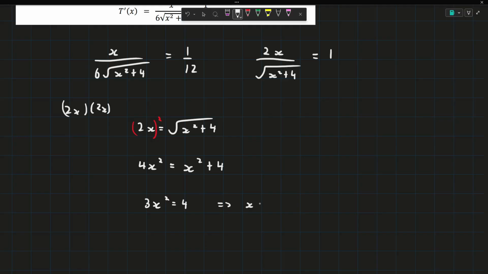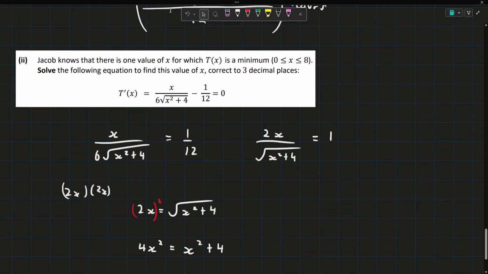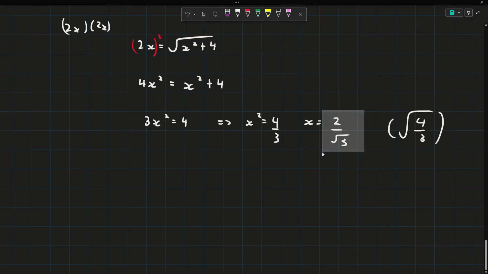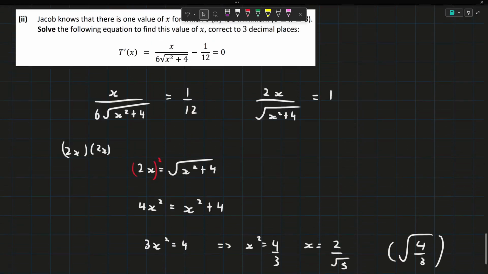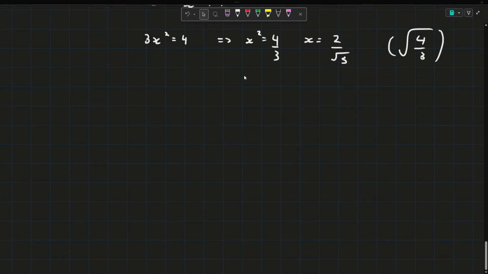Or in other words, x squared is 4 over 3. So that means that x is equal to 2 over root 3. Or you could say the square root of 4 over 3, but that simplifies to 2 over root 3. And we know that x is positive, between 0 and 8, so we don't have to worry about the minus answer. It's going to be just that one. And then they say correct to 3 decimal places, so we're going to write x equals 1.1547, so correct to 3 decimal places, that'll be 1.155 rounding up. So that's our value for x.